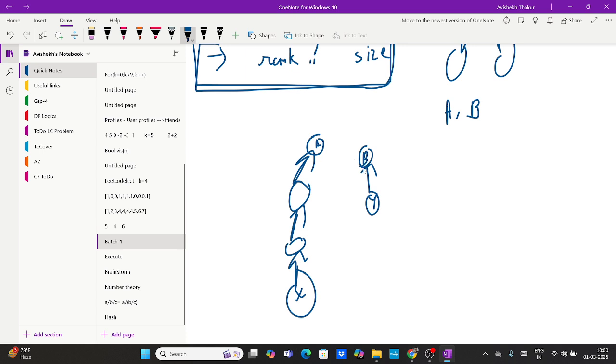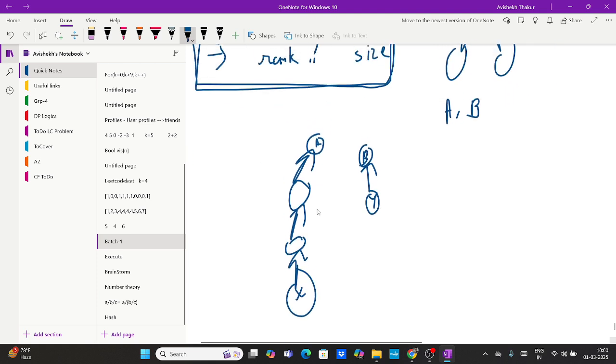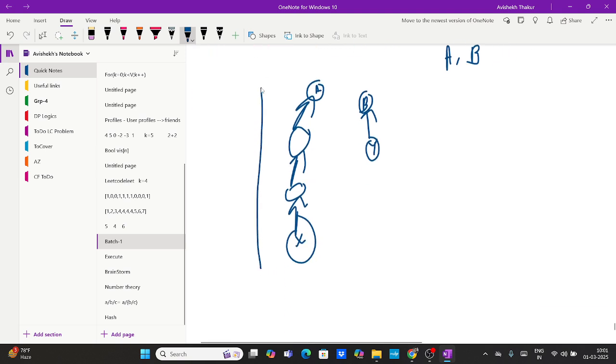B to A. Okay, and why is that? Smaller size. With respect to size, though, this one, right? When it comes to height, what is the difference between height and size? Here, this is the height, right?